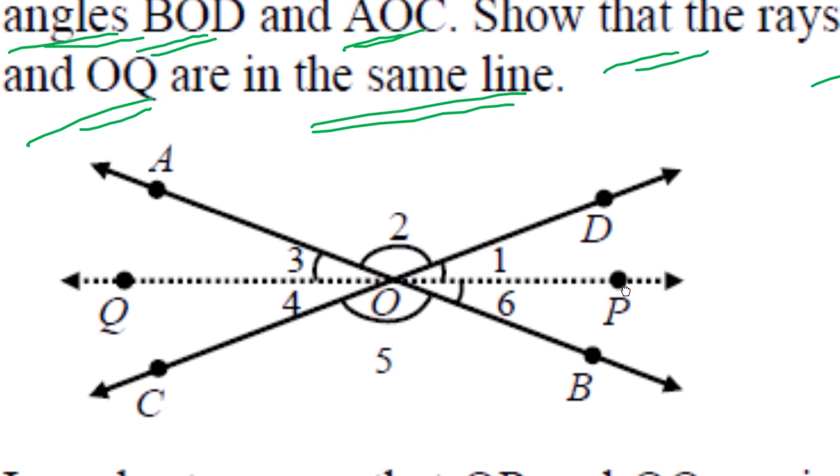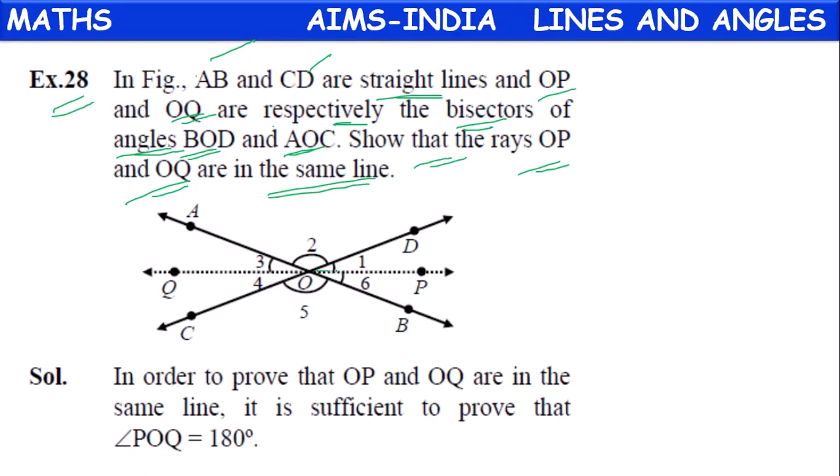Means OP line bisects this BOD into two parts, part 1, part 6. This OQ line bisects this total part into two equal parts, part 3, part 4. Let the point above O be 2, below O be 5. Altogether we have 6 angles here. We have to show OP and OQ are in the same line.